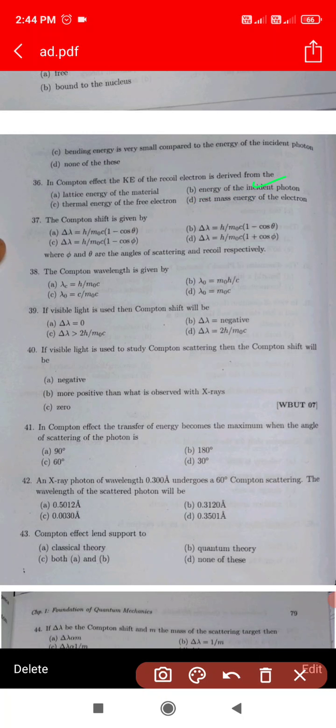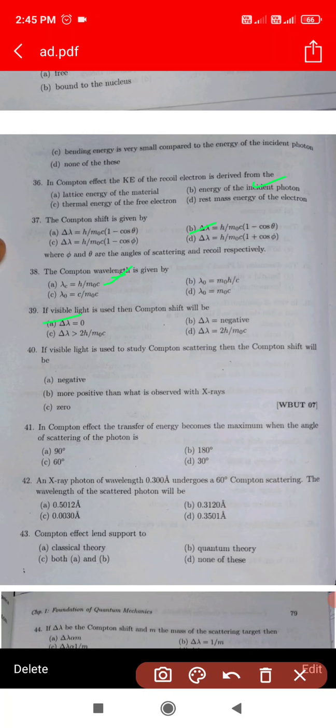Next, Compton shift: delta lambda is equal to h divided by m naught c, into 1 minus cos theta. That is B, the answer. Next one, the Compton wavelength will be given by lambda c is equal to h divided by m naught c. Next, for visible light, the Compton shift will be 0.